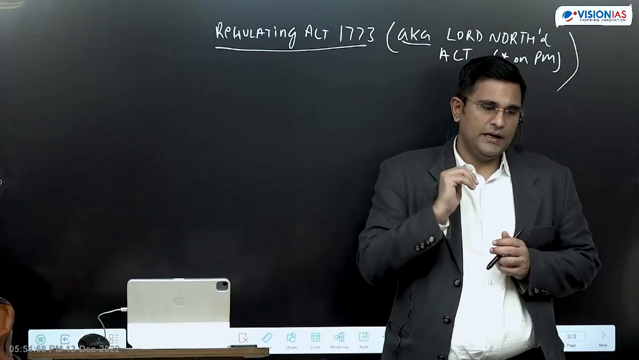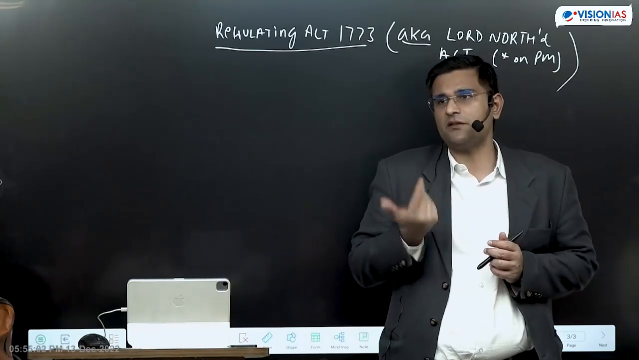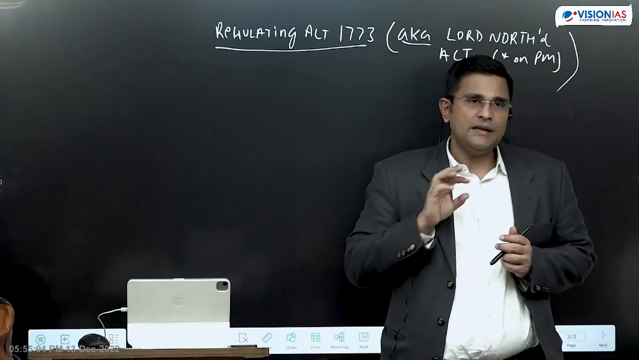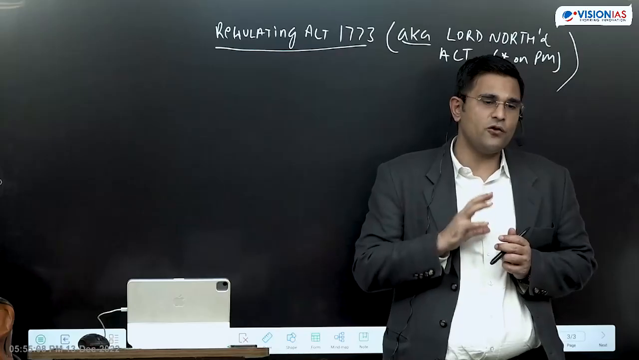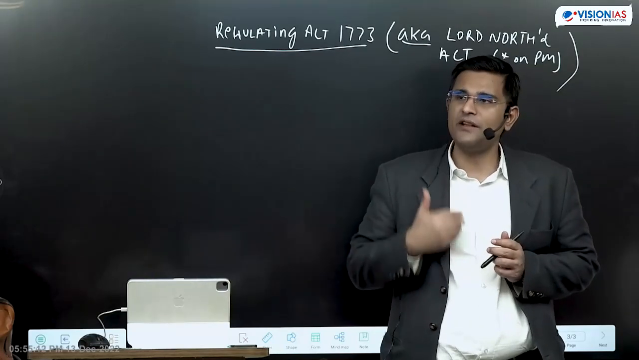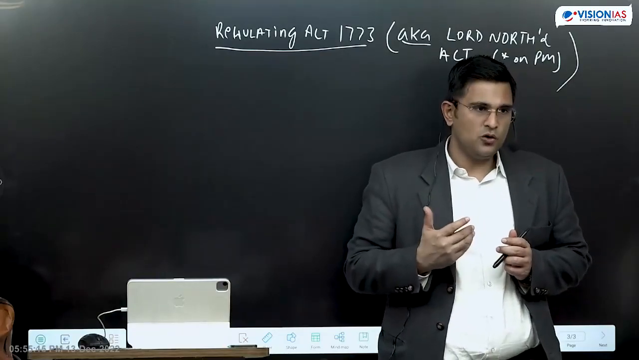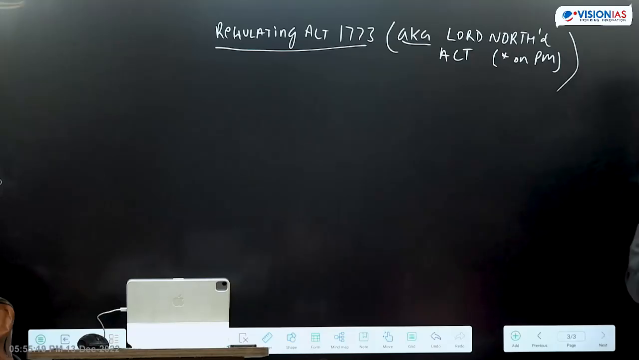Rationale is what? What is the purpose? As a student, we should think about what is the purpose of the Regulating Act 1773. The British Parliament or the British state simply wants that someone should be responsible, someone should be accountable for what is happening. Plus, we have given them 10 million pounds of loan. So someone's accountability is needed, right? So they want to establish accountability of someone.